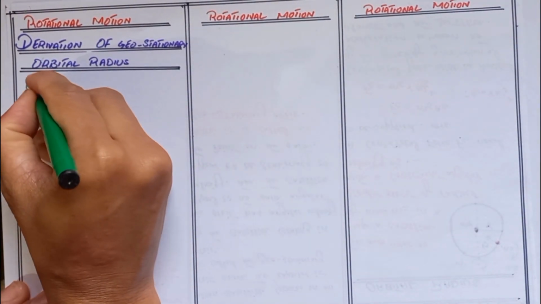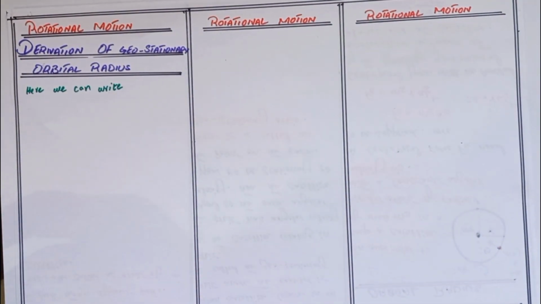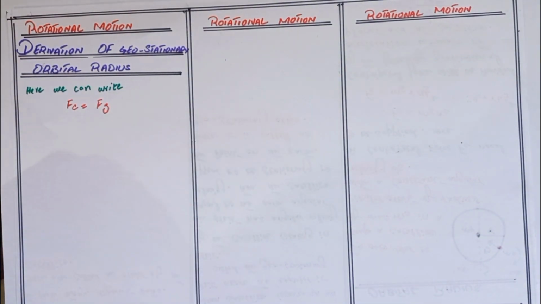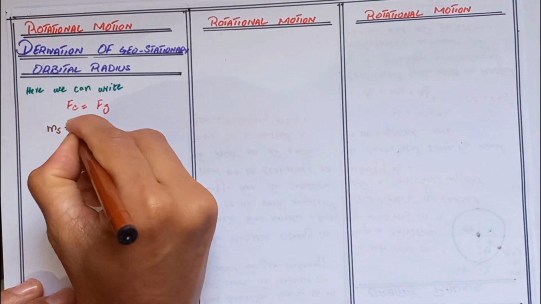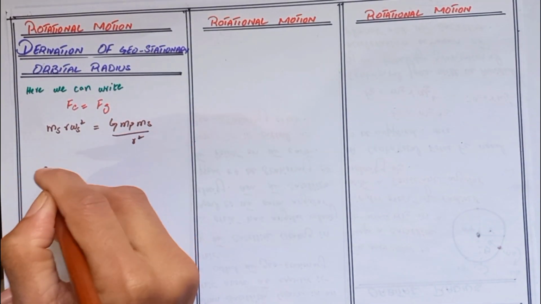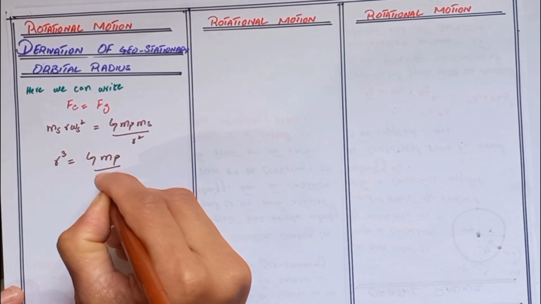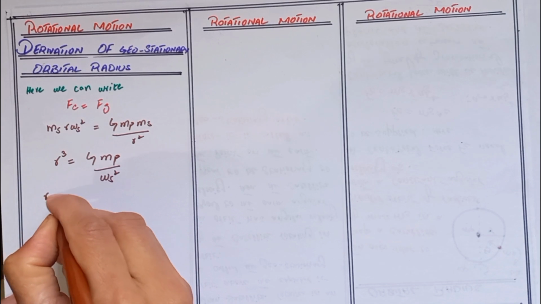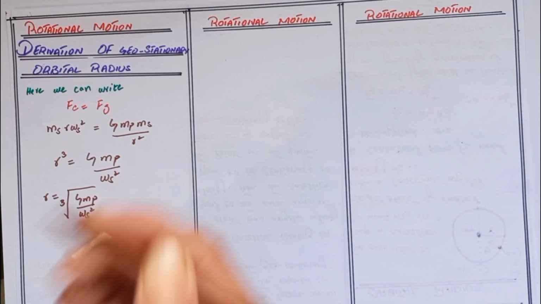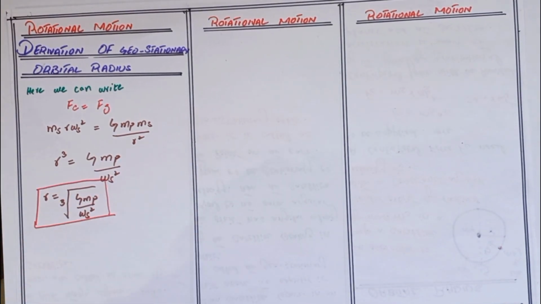Here we can write Fc is equal to Fg. Fc is equal to ms r omega s square is equal to G mp ms over r square. So in final form, we can write r cube is equal to G mp over omega s square. In cube root form, r is the cube root of G mp over omega s square. So this is the orbital radius of the geostationary satellite.